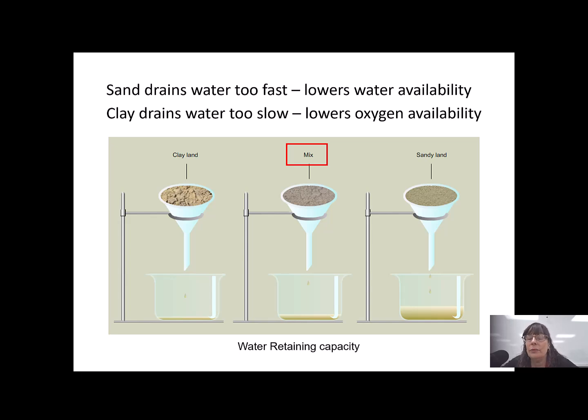So sand only drains water too fast, so that's going to lower how much water is available. Clay drains water too slow, so that's going to lower how much oxygen is available. So again, an equal mix of sand, silt, and clay. Sand, silt, and clay is the best option.